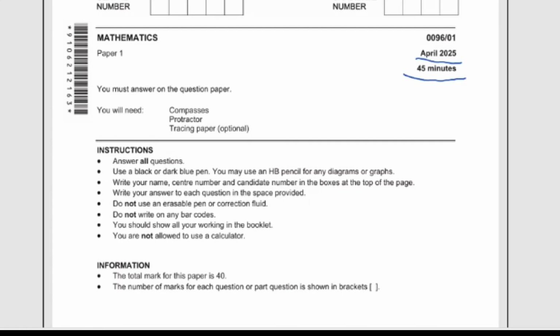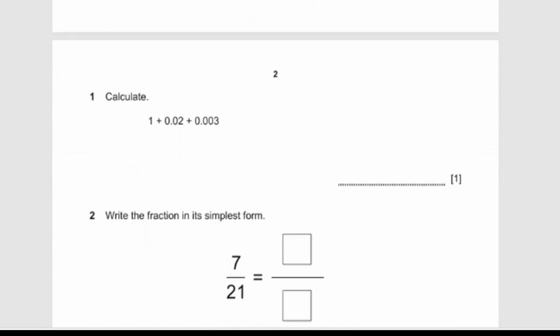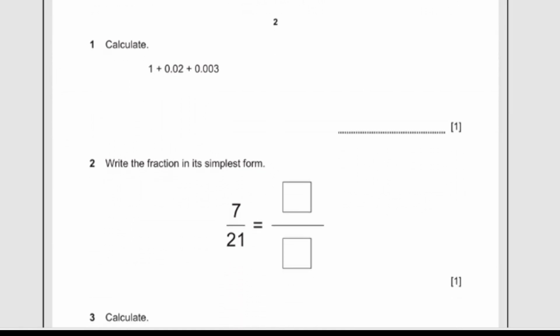Hello, good morning friends. Let us solve the Cambridge Primary Checkpoint paper for April 2025. So the first one is the decimal addition.